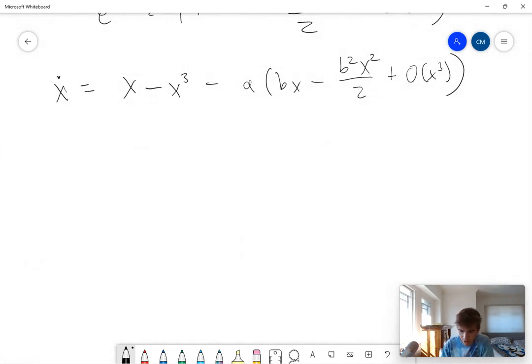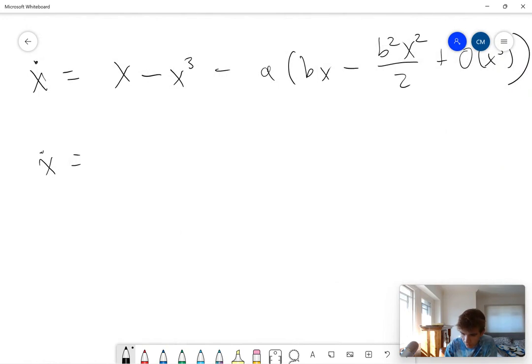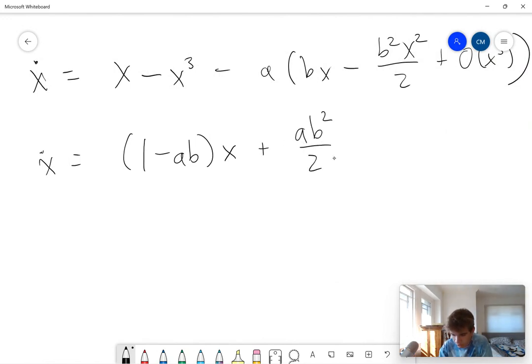And now I'm going to start grouping everything together. So I have 1 minus abx, and then I'm going to have a plus ab squared over 2 x squared term. And then this x cubed term, I'm actually just going to group with the higher order terms because it definitely is a higher order term. So I'm just going to add that into my order of x cubed here. All right, this looks great.